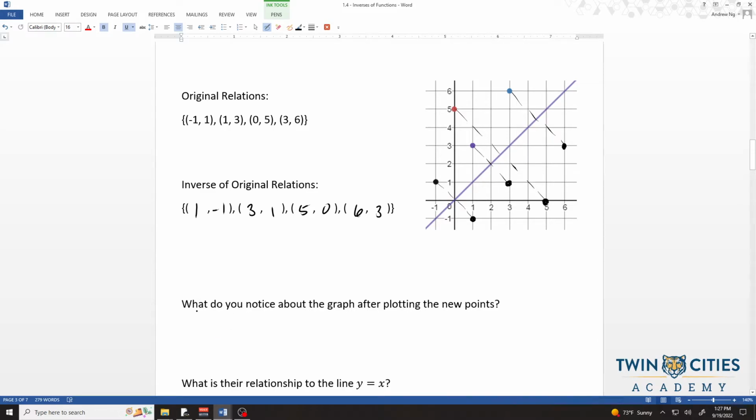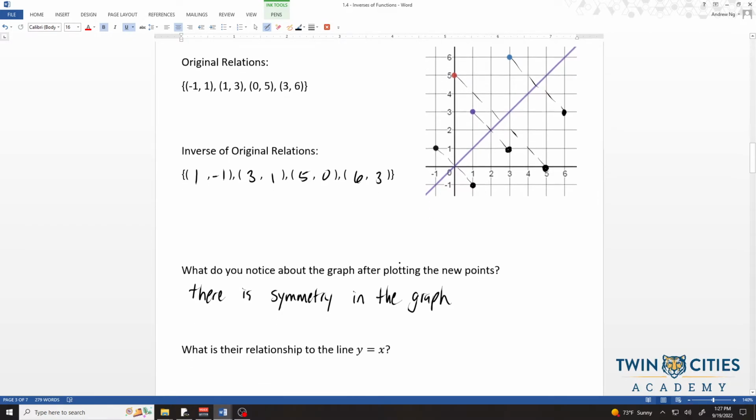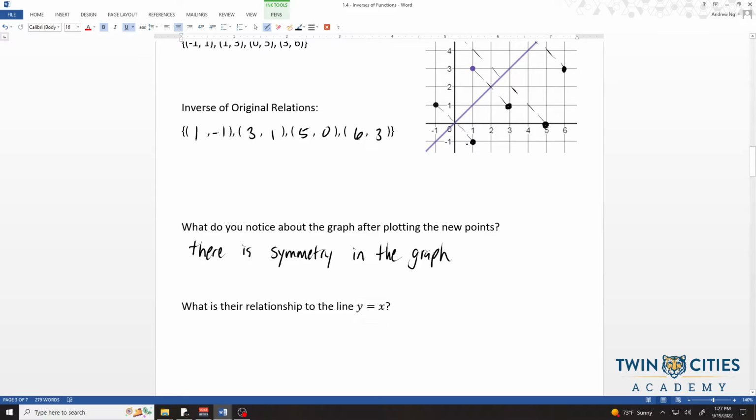So how am I going to answer this? I'll say that there is symmetry now in the graph. And what are these points' relationship? What's the relationship to the line y equals x?